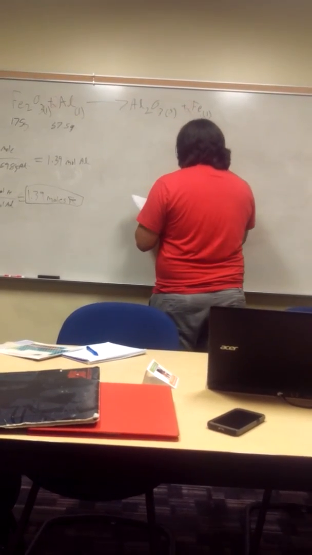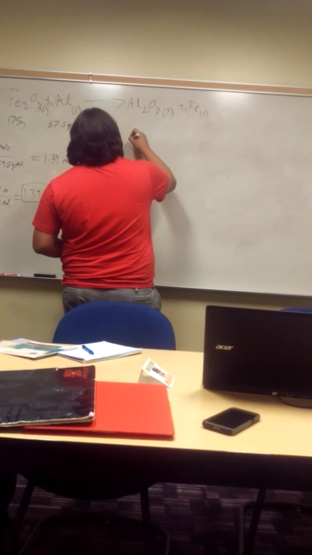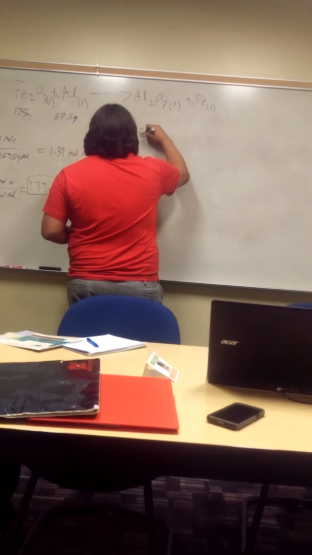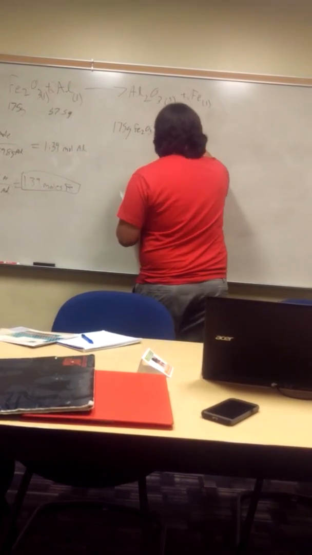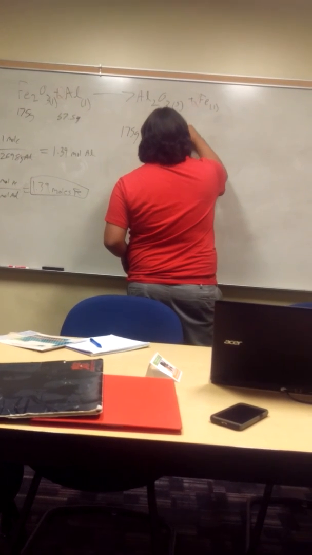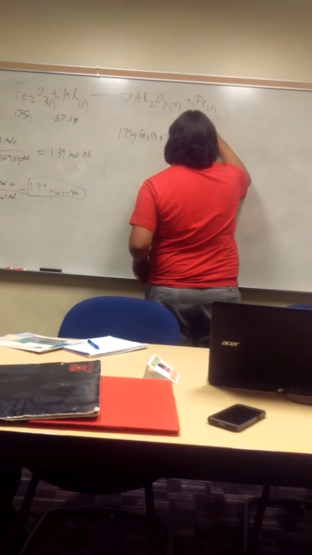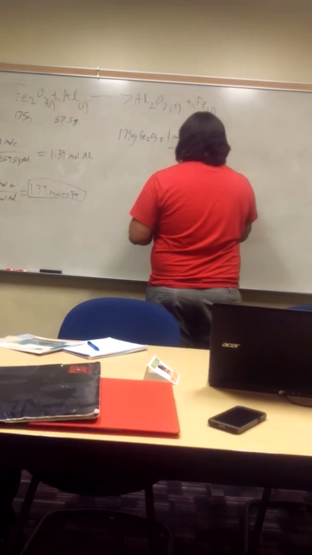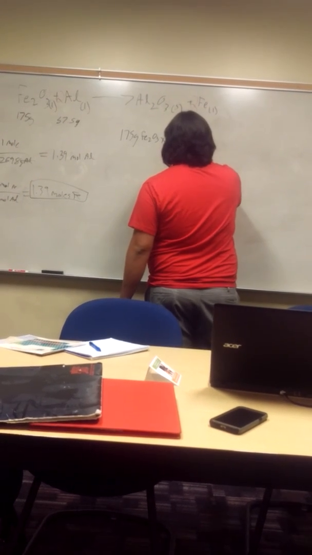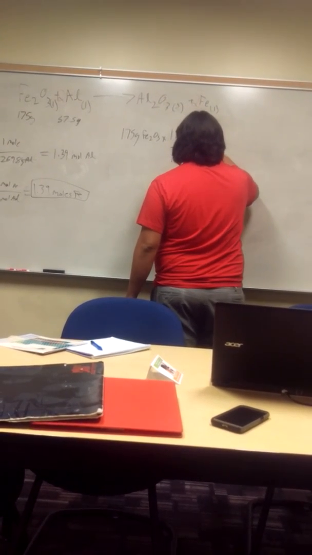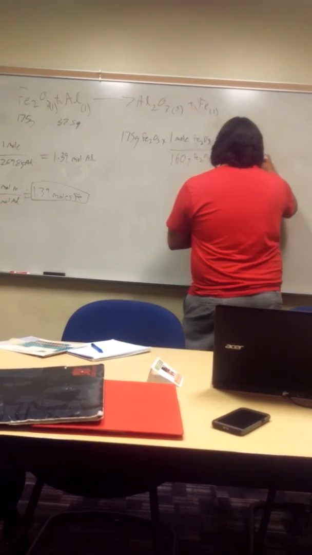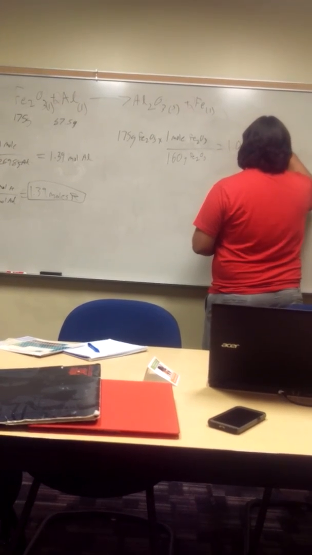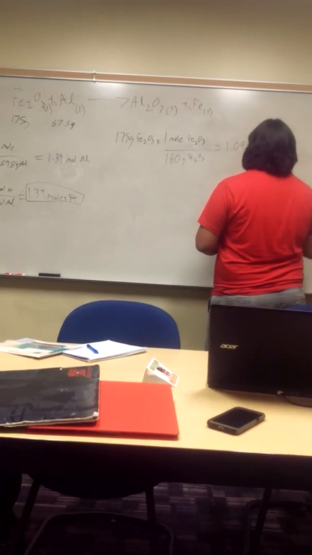Now we have to find out how many moles of iron oxide we have. So we have 175 grams of iron oxide. We multiply that by 1 mole of iron oxide over the mass of a mole of iron oxide, which is 160 grams of Fe2O3, and that equals 1.09 moles of iron oxide.